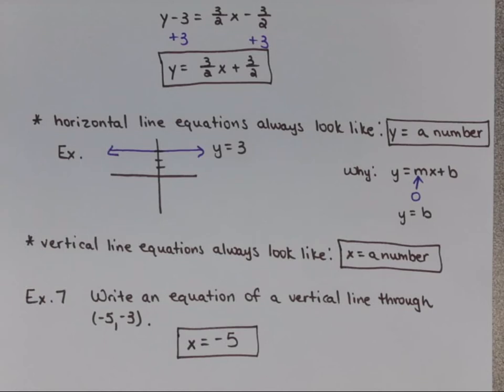What if I would have asked you for the horizontal line through that same point? What would you have said? You'd say y equals -3, right? So make sure you have the x equals or the y equals. It's not just the number, it has to be the whole thing.